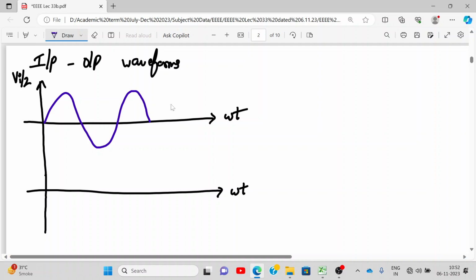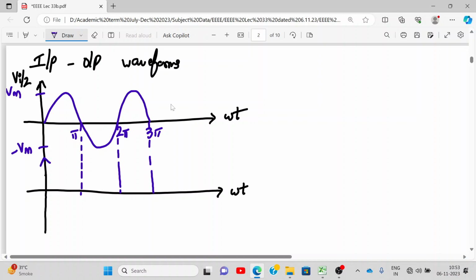Tell me, where is this waveform available? At the output of the secondary of the transformer. This is not AC mains. So this will be Vm, this will be minus Vm. This is pi, 2 pi, 3 pi. Next end is down over here.